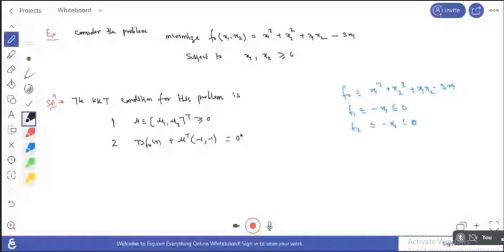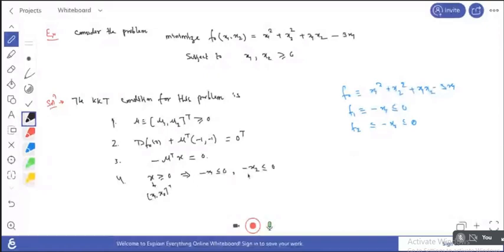And the third one is minus of mu transpose of x, that equals 0. And your fourth one is here, this x is greater or equal to 0, so x1, x2. Okay, so your KKT condition is like that.